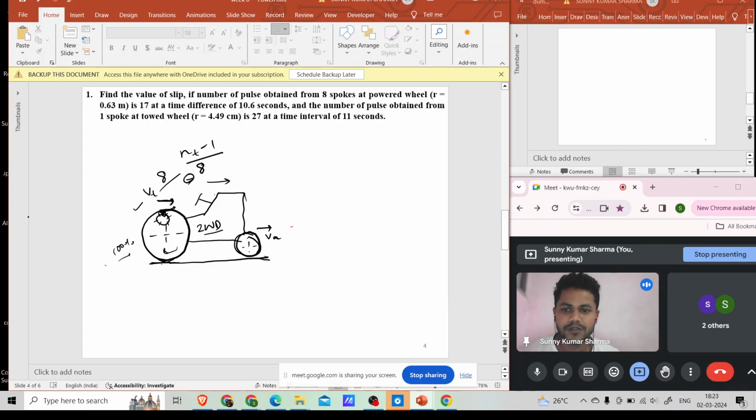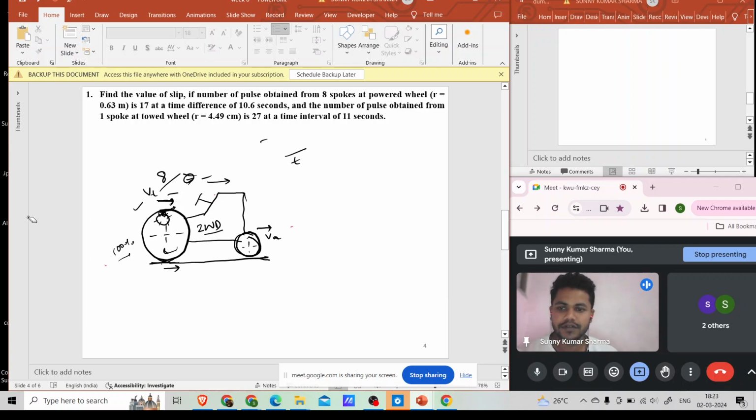Then we divide it by the number of spokes, so that for one revolution we get the pulse count. Then we divide this expression by the time interval in which we have gathered this information, suppose delta t, and we multiply it with 2 pi r of this wheel. This will give the theoretical velocity. This 2 pi r into the revolutions generated per second will give the distance taken per unit time.